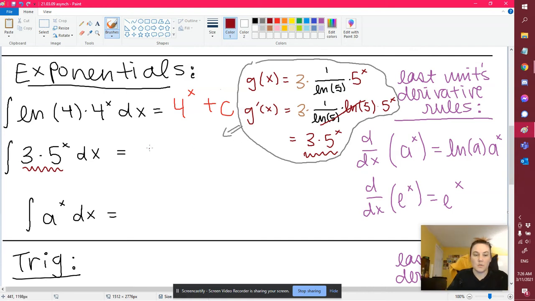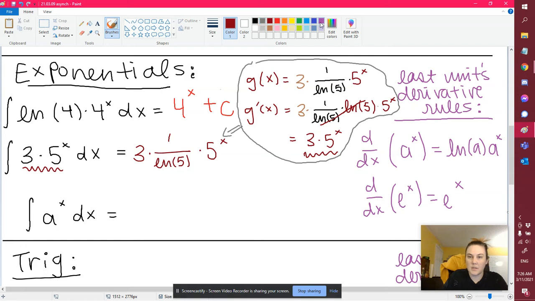And this gives us that when we want the answer to our derivative problem to be 3 times 5 to the power of x, that means our original function, or the integral, should have been 3 times 1 over the natural log of 5 times 5 to the power of x.